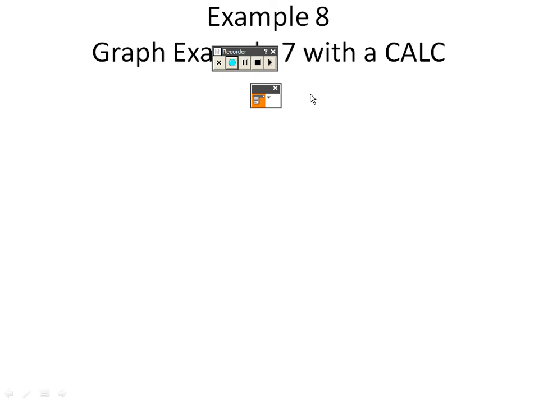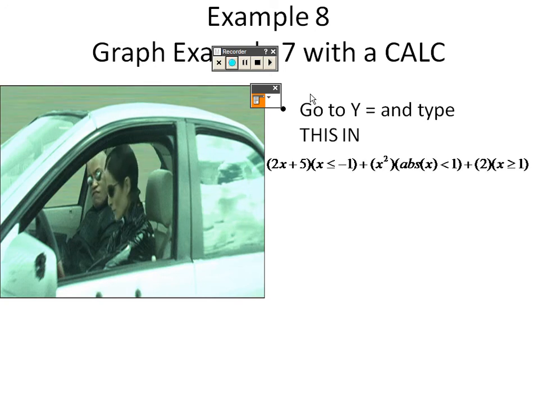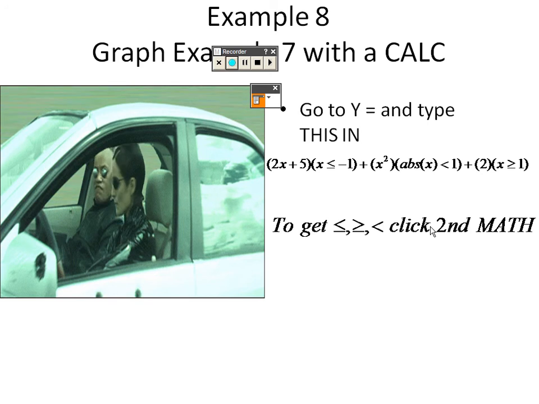Now go to y equals and type this in. This is how you can type this all in. The first graph was 2x plus 5, but make sure you type it in parentheses. Then type in parentheses x less than or equal to -1 and parentheses plus. Type in x squared, absolute value with the x less than 1 in parentheses, plus 2 in parentheses, then that's putting the equation all together in one line.